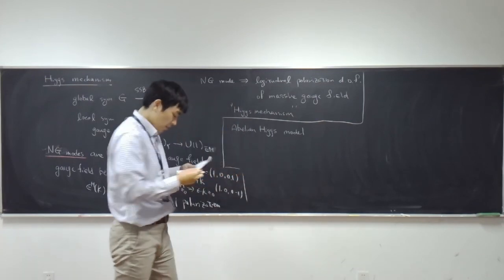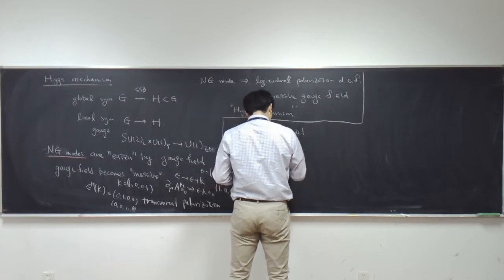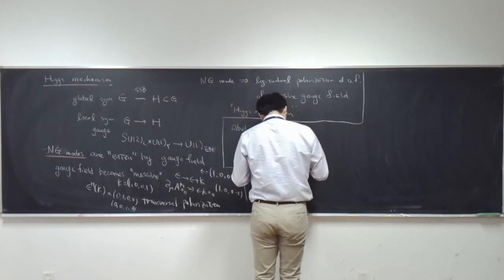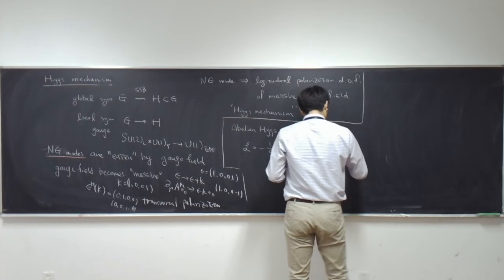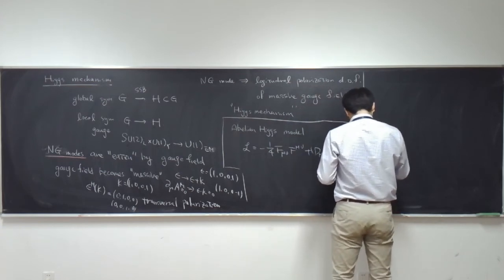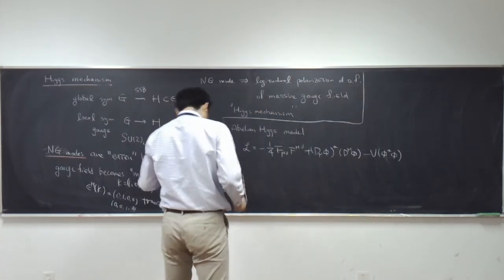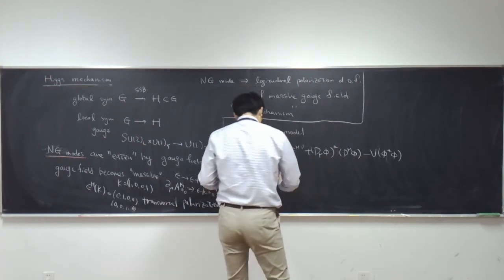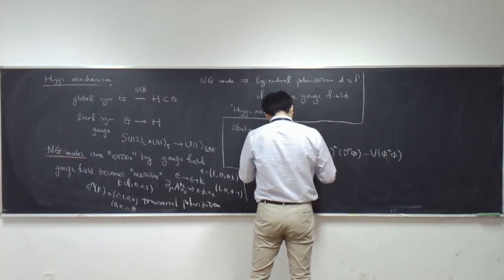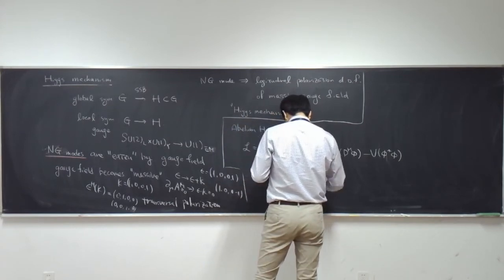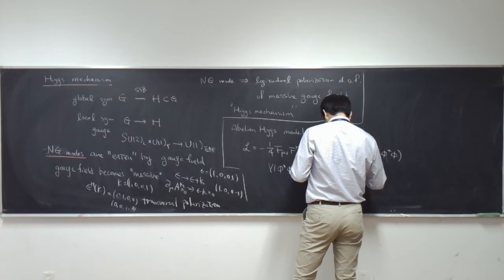So let's consider the abelian case. Let's consider the following Lagrangian: the kinetic term for phi star and phi, minus V of phi star and phi, where V of phi star and phi is equal to g over 2 times (phi star phi minus one half v squared) squared.